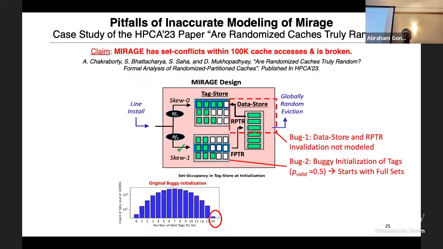But also there are some other pitfalls, right? While modeling for performance, we don't care about distributions of tags in the cache itself, but it's very important for security, right? And one of the other pitfalls that this paper encountered was that the initial distribution of tags in the sets was assigned probabilistically. And what that means is that some sets will start as full, right? If you look at the distribution of set occupancy in this histogram, there are some sets that are already full at the beginning of the simulation.